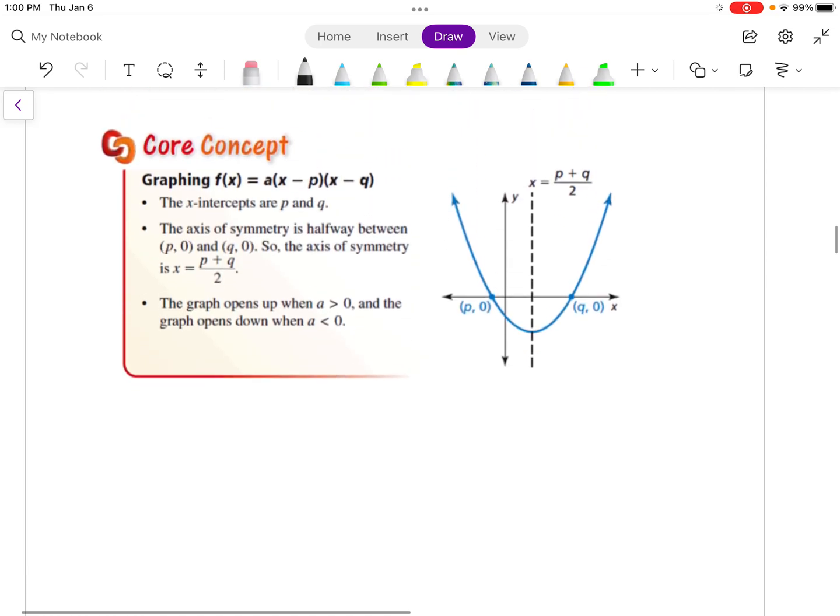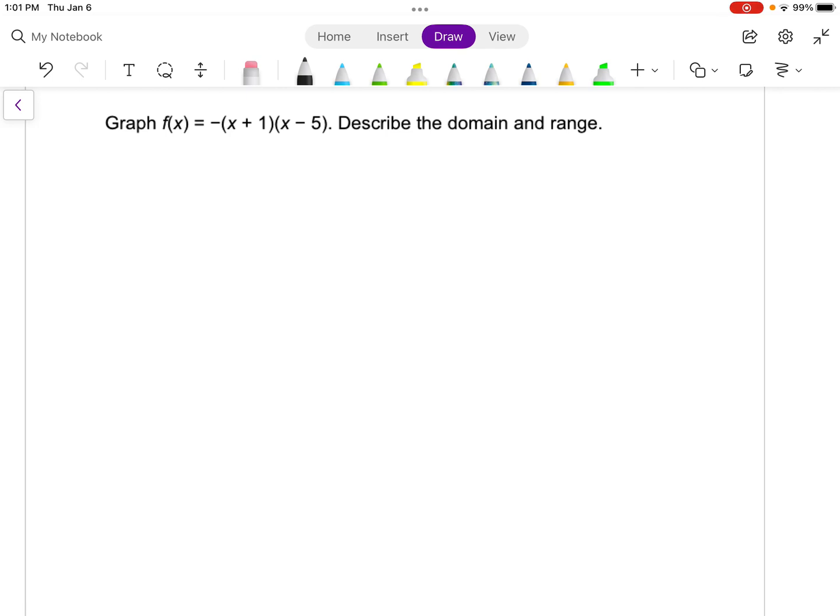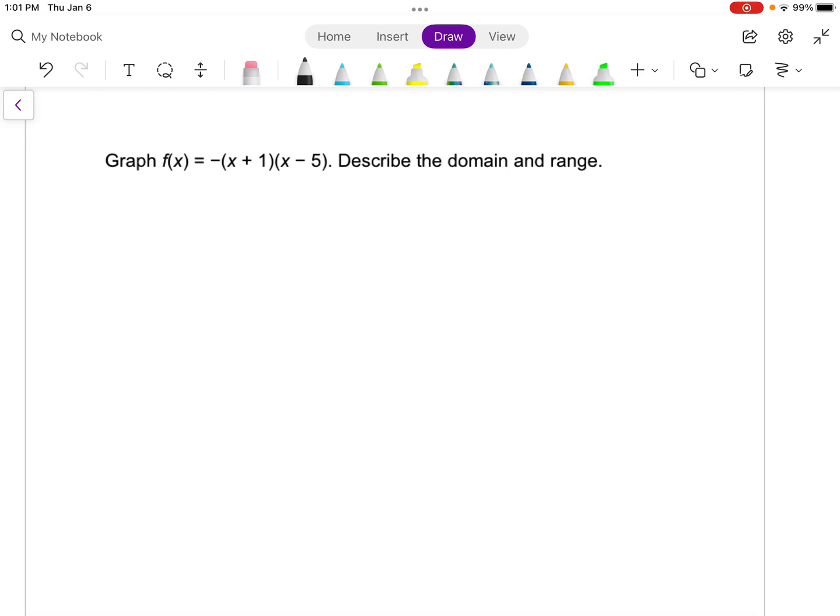We're going to skip past this for just a second, but we'll come back to it. All right, so let's just do this example. It says graph f of x equals negative (x plus 1) times (x minus 5). So I always start by identifying what form our quadratic is in. This one is in factored or intercept form. What that means is it's easy to find the x-intercepts. So I could actually just multiply this out and put it into standard form or vertex form, but there's actually an easier way. If I know my factors are x plus 1 and x minus 5, I just want to find out what makes them equal to 0.